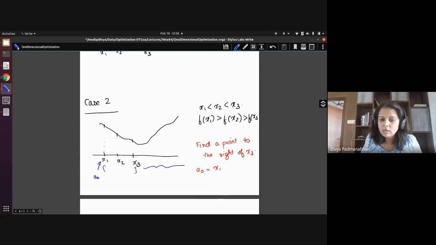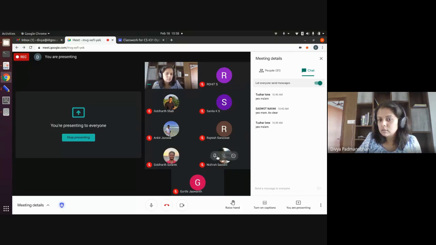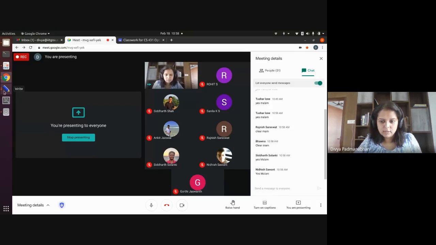Okay, so is this part clear? And if this case arises, then how would you choose the B naught? You're all quiet. Tushar says yes. Bhavna's clear. Good. Siddharth says yes. Nitish, yes. Okay. Fine. So this is one case.